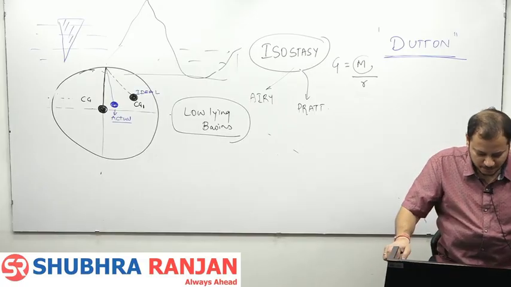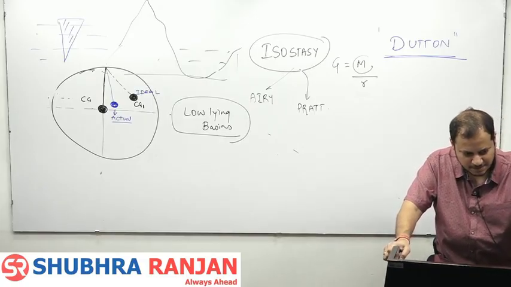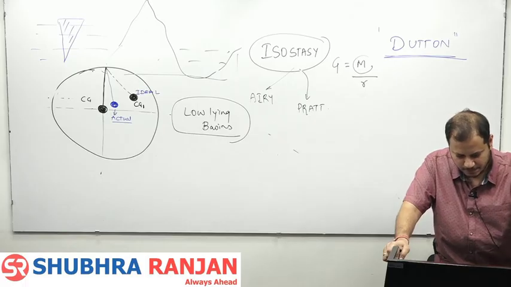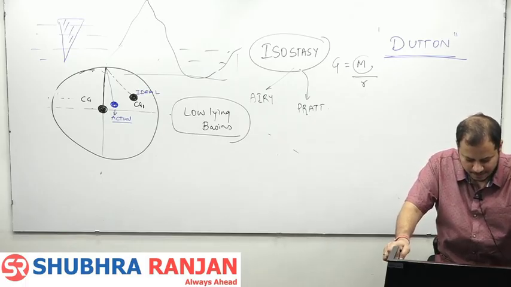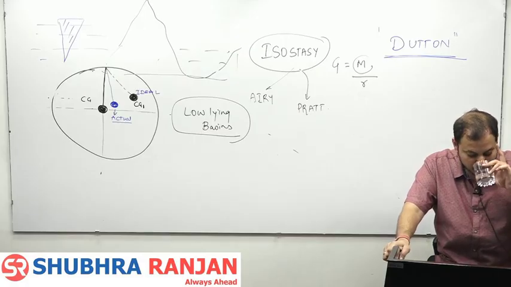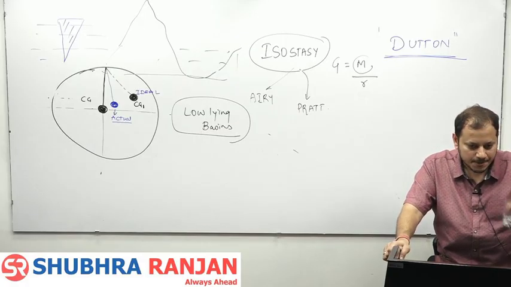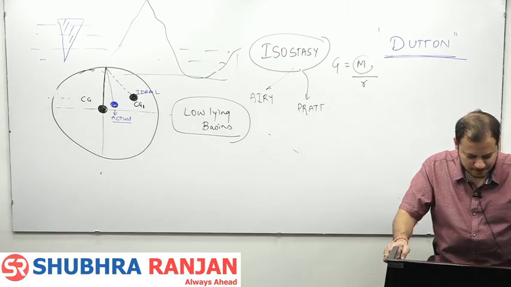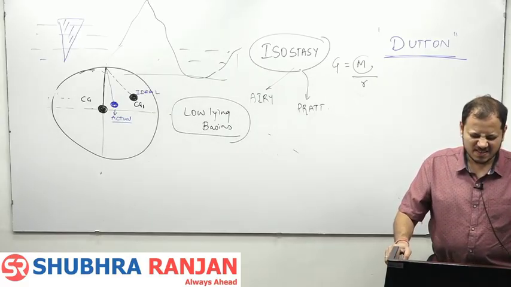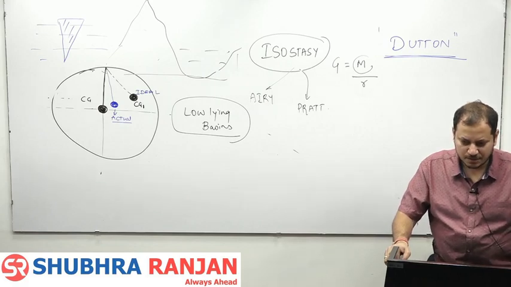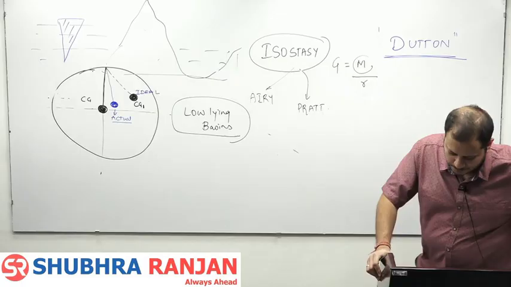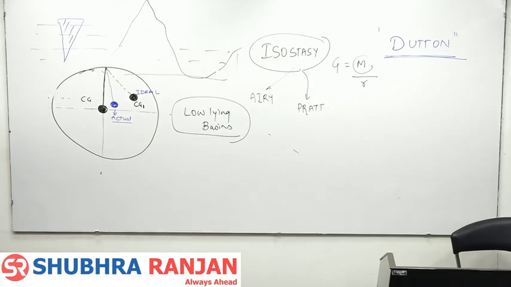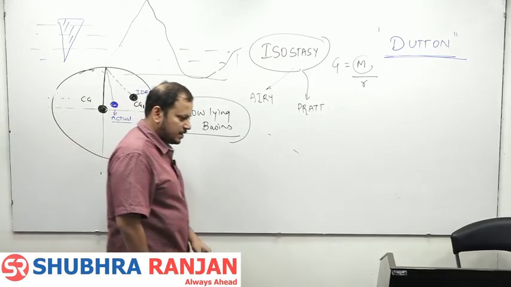According to Dutton, the higher features such as mountains are made up of rocks of lower densities, while the lower features such as ocean basins are made up of rocks of greater densities.